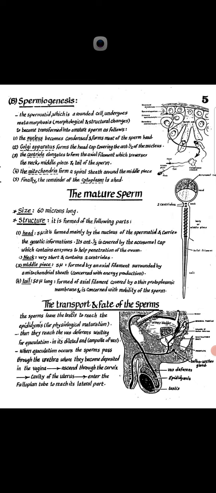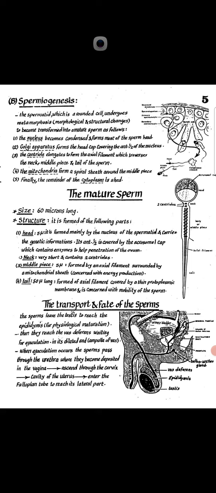Now come to the second stage, spermiogenesis. The spermatids are converted into mature motile sperm. This is called spermiogenesis. The spermatid, which is a rounded cell, undergoes metamorphosis. Metamorphosis means morphological and structural changes to become transformed into mature sperm. In metamorphosis, the morphological and structural changes are 5 in number, by which spermatid changes into sperm.